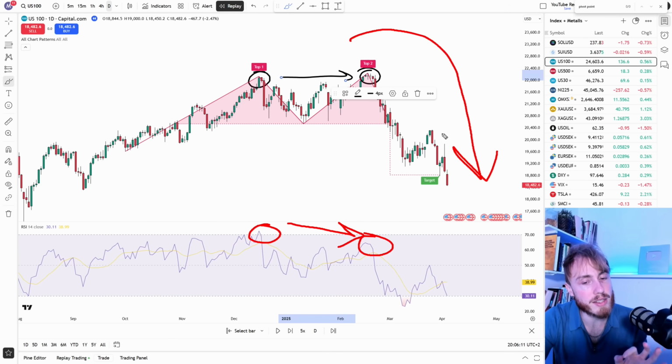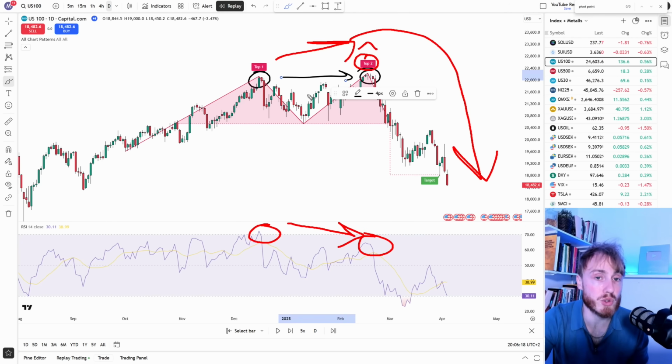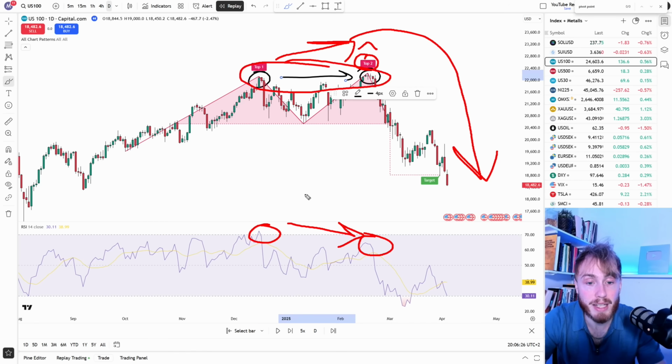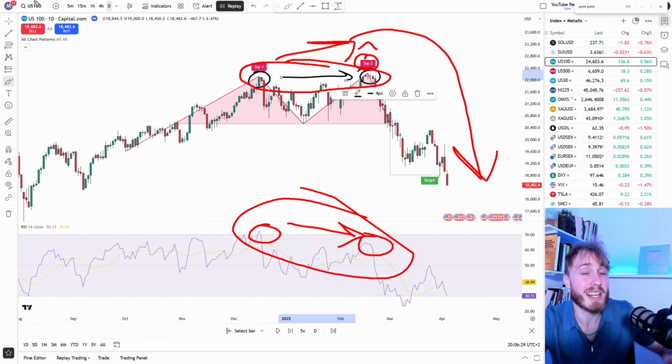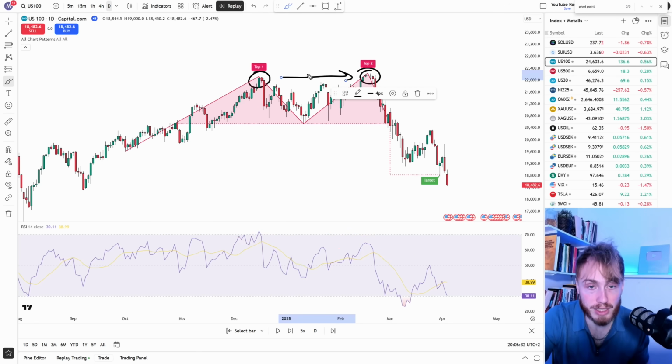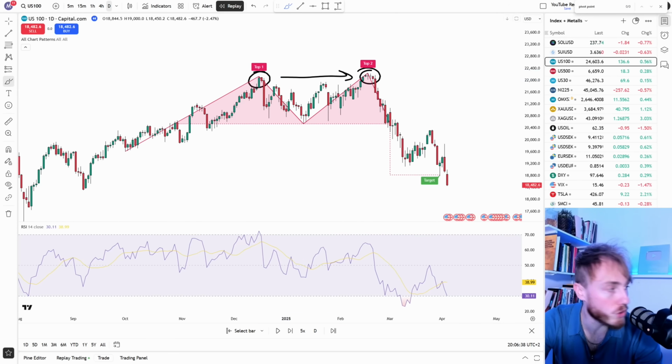It's not as strong of a signal. If, you know, this top right here was a little bit higher, the signal would have been stronger. The signal is stronger when we have higher highs on the price and lower highs on the indicators. But even if we have the price on the same level and lower highs on the indicators, this is still a form of bearish divergence. So here we have two signals. We have bearish divergence and we have a bearish chart pattern, but we are not done here.